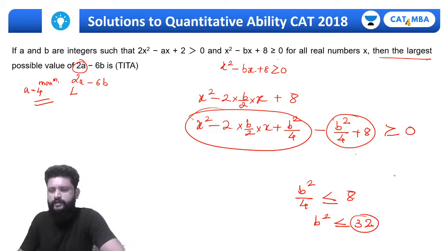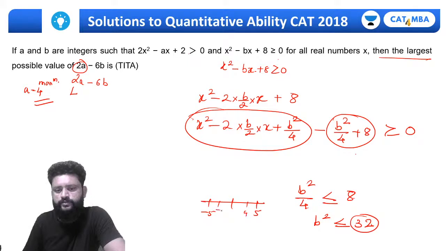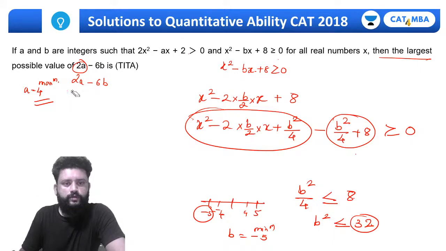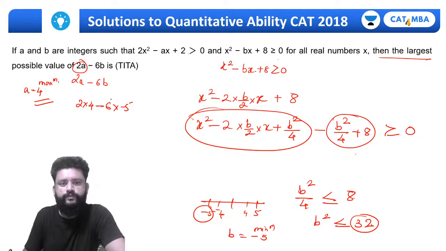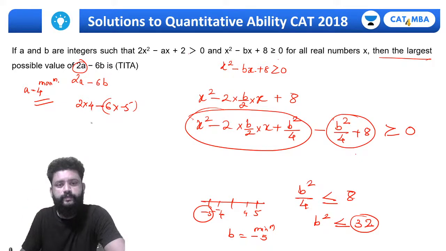So less than 32, that means 5 square is 25, 6 square is 36. तो हमें मिलेगा, -5 से लेके 5 तक सारे नंबर्स जो भी रहेंगे. So what is the least possible value of b? It is -5. The minimum possible value for b is -5. So I can get 2 into 4 minus 6 into -5 comes out to be 8 plus 30.